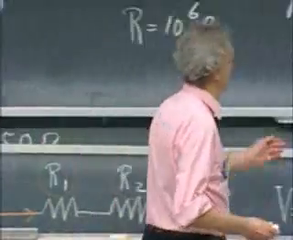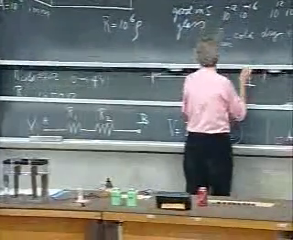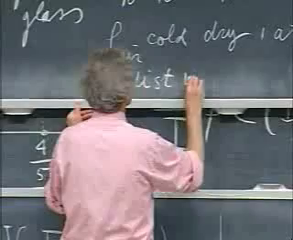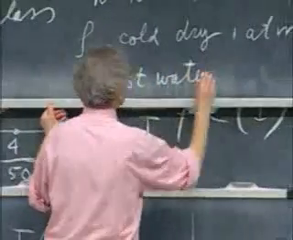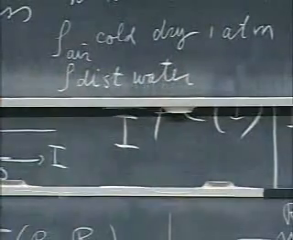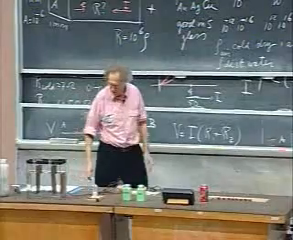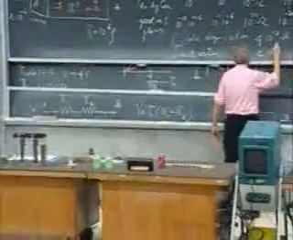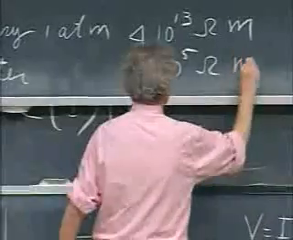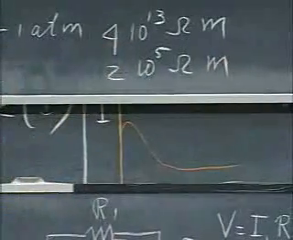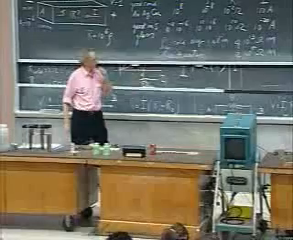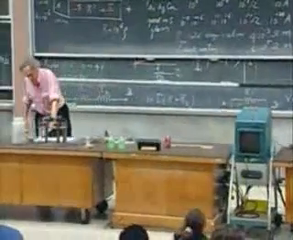And I would like to give you the number for water. So this is distilled water. That is about 2 times 10 to the 5th ohm-meters. That is the resistivity. 2 times 10 to the 5 ohms.